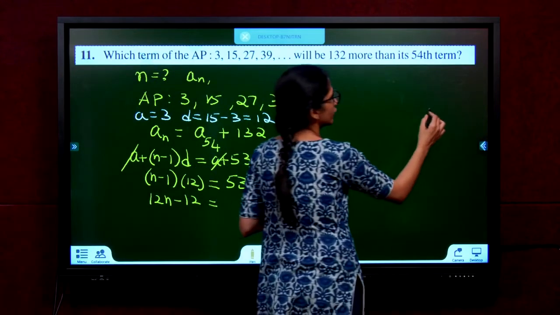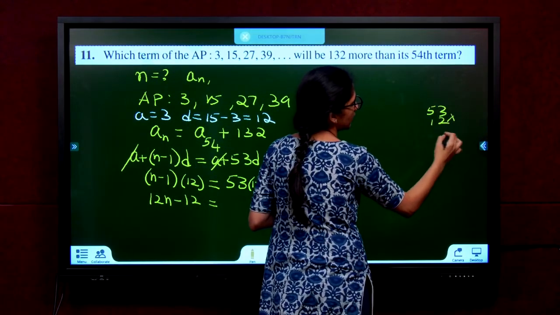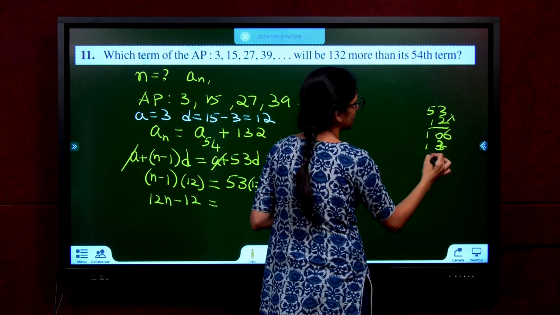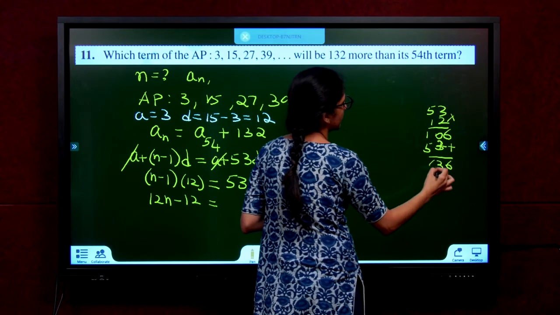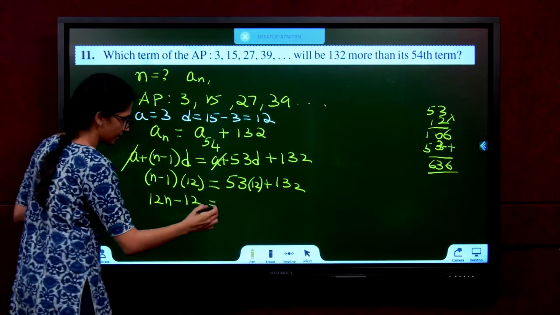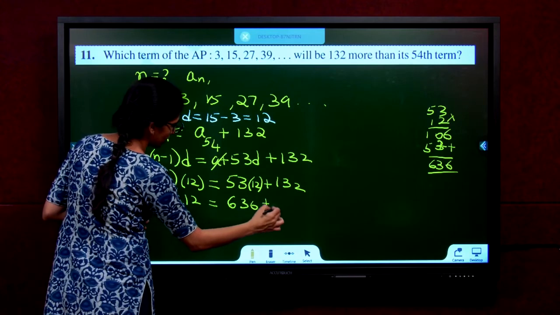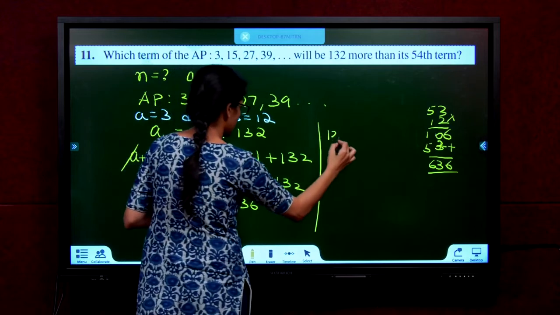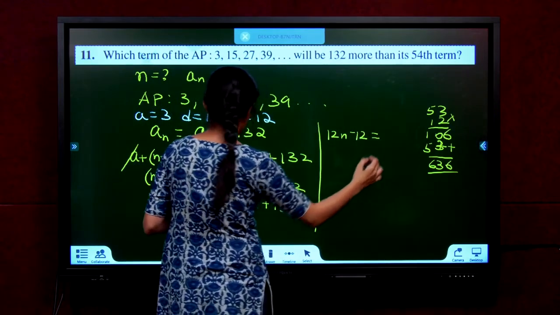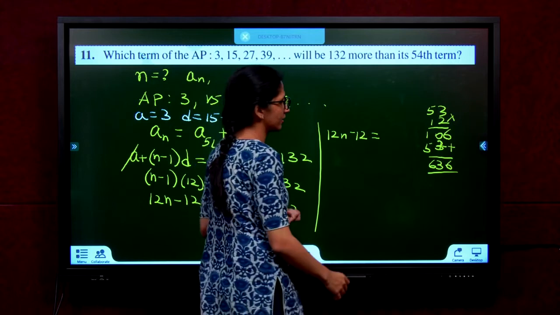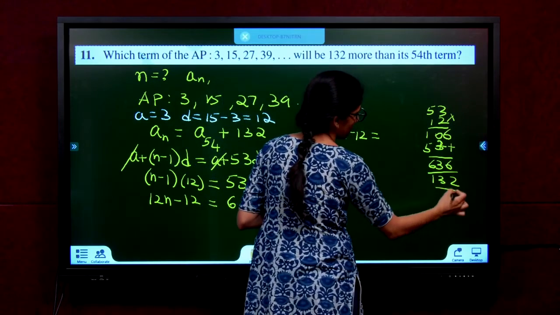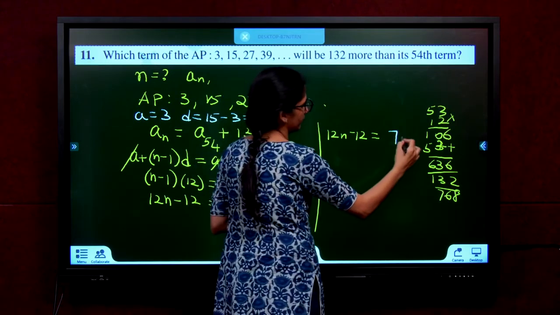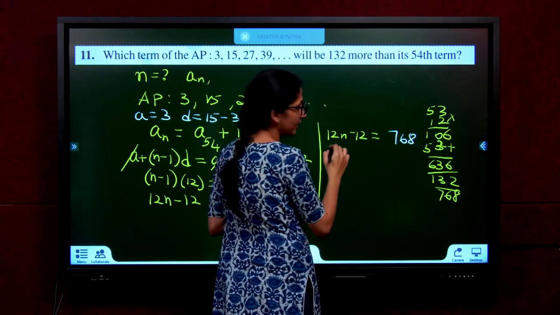How much is 53 into 12? 2 5s are 10 plus 53. 6 3s are 36. 636 plus 132. 12n minus 12 is equal to 636 plus 132. 768. Send the minus 12 that side.